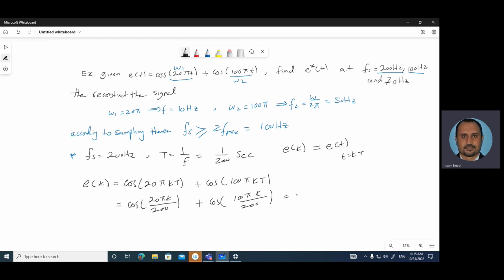And simply, if I solve this one, this will equal to what? Cosine pi k over 10, yeah, plus cosine pi k over 2. So simply, this is what the sampling gives.